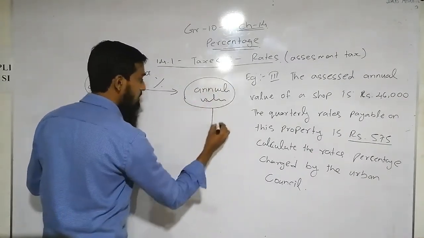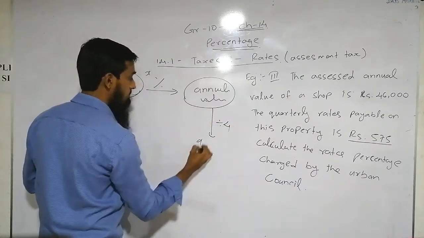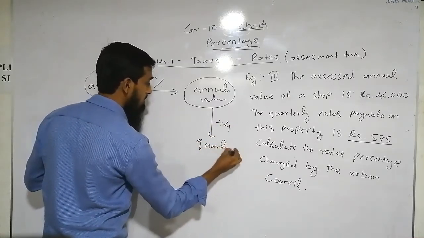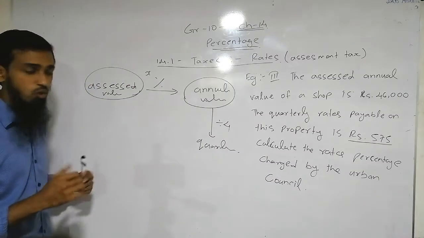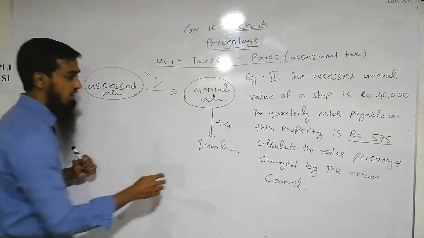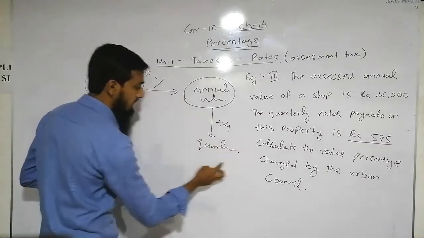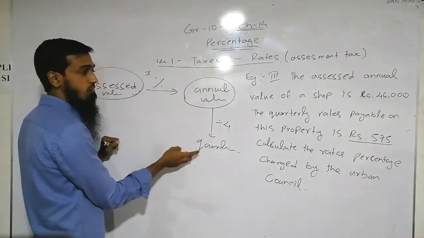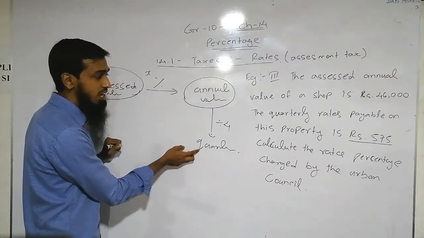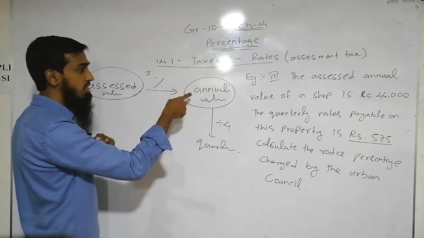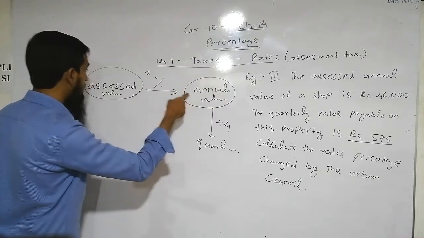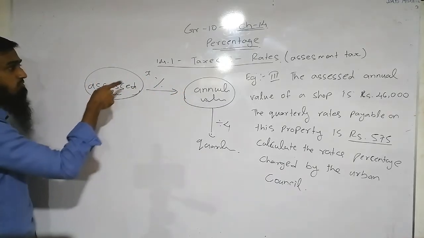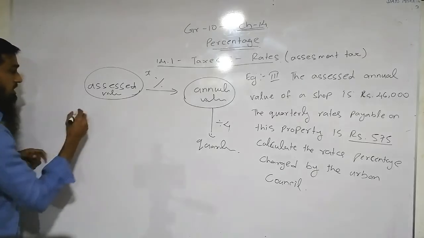The annual value divided by 4, and we can gain the quarterly value. So that's what we studied in the earlier 2 examples. In here, they gave the quarterly rates. So if you multiply the quarterly rates by 4, you can gain the annual value. Using the annual value and assessed value, you can find the percentage.